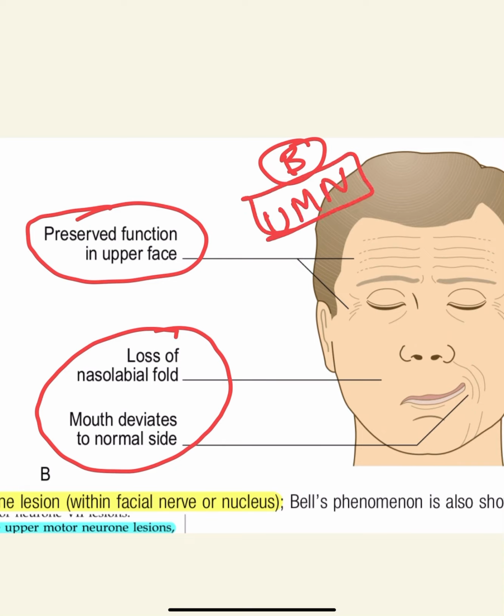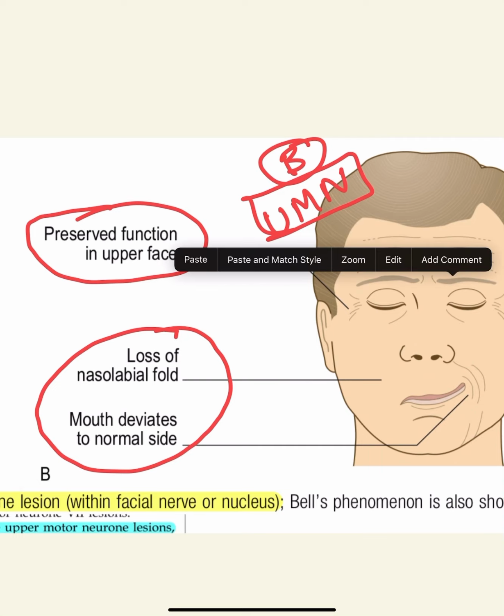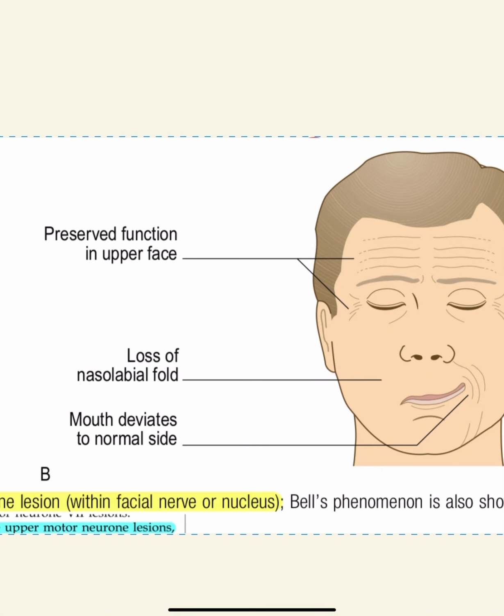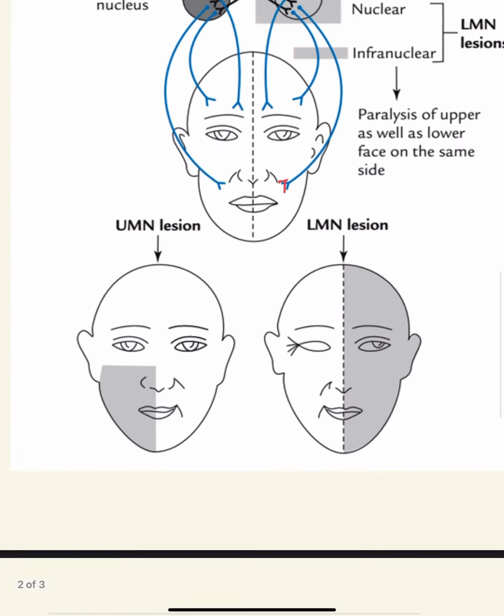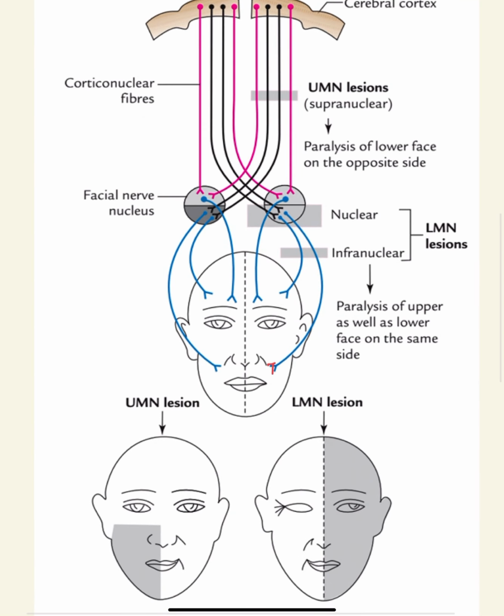Now the question arises, why in case of an upper motor neuron lesion only the lower face gets affected, right? In case of an upper motor neuron lesion, why only the lower face? The lower face gets affected, but the function, or the features, of the upper face get preserved. Now we will be discussing from this figure, this diagram, right?